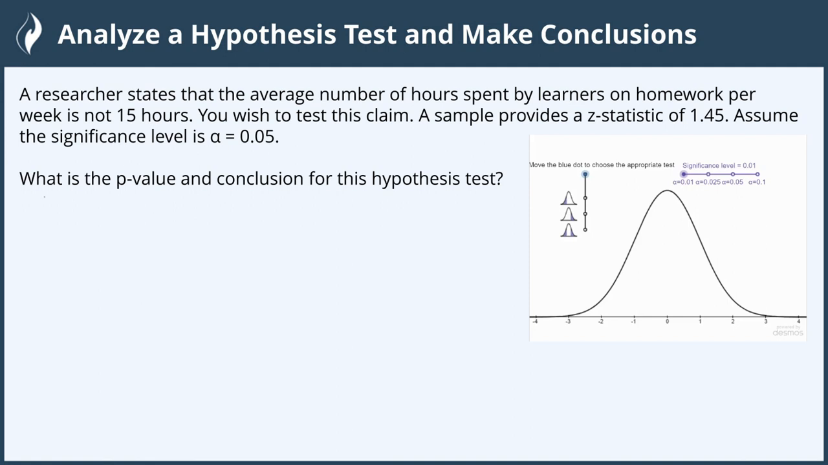The first thing we need to find are the hypotheses. We need the null hypothesis and the alternative hypothesis. We were told at the beginning that we are looking at the average number of hours spent. This means that our hypotheses will have a mu for average, and that the researcher states that the number of hours is not 15 hours. When we see "is not," that means that it is not equal to, so we know that the alternative is not equal to 15. That makes our null hypothesis equal to 15.